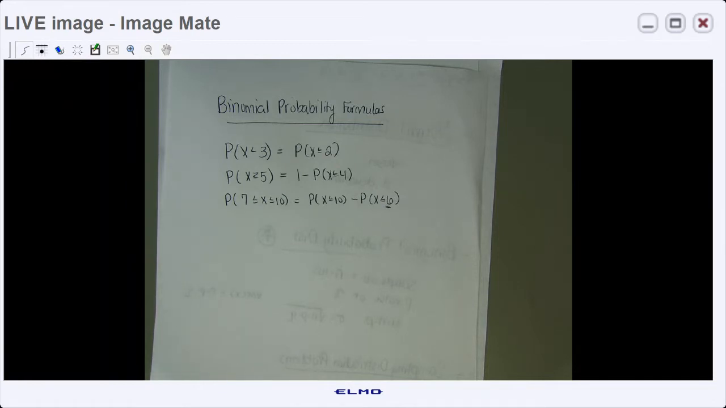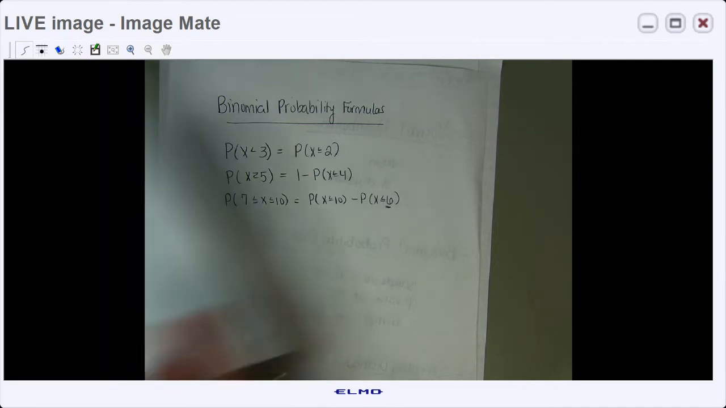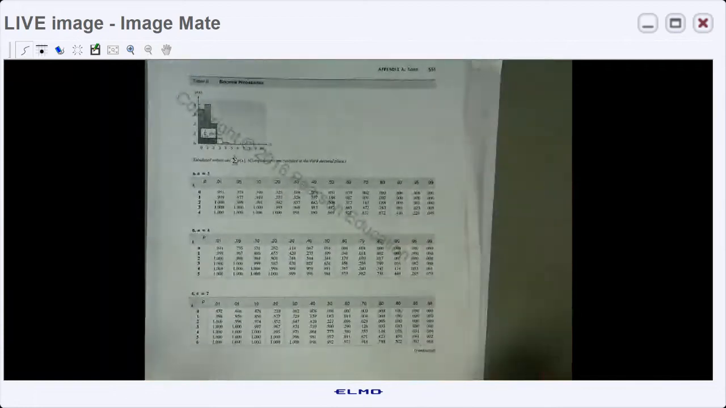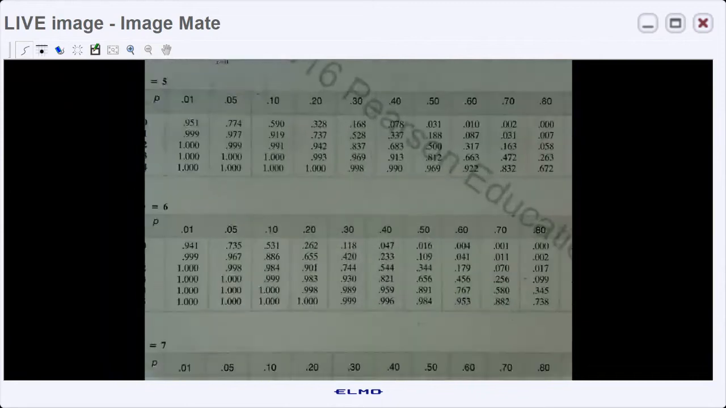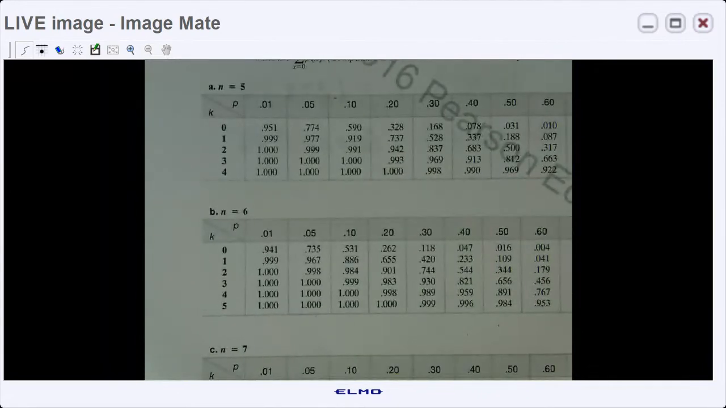I am looking for one here in my stack of charts. So if you have a binomial chart, zoom that in as much as I can.